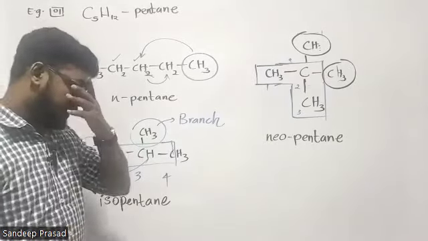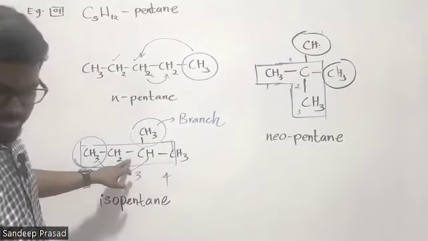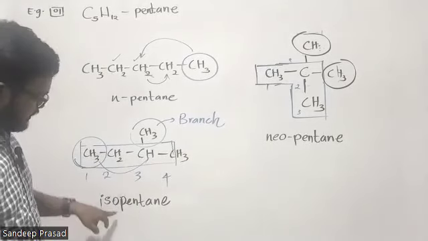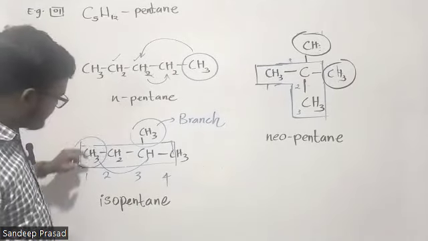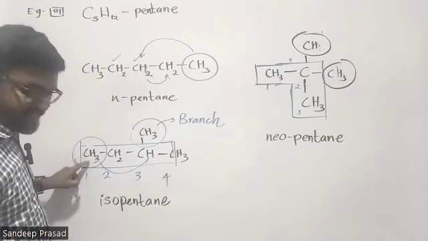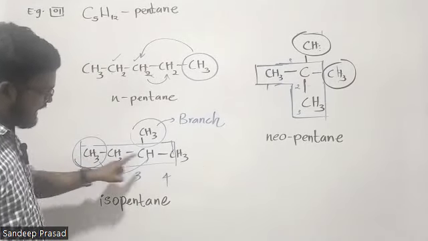So via that, a neopentane is obtained. Let's look at this one. Now we got isopentane. In isopentane, I exchange this CH3 group and this hydrogen.